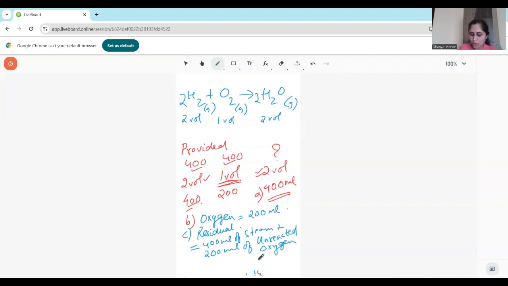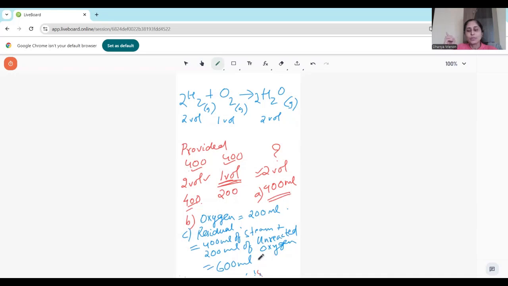So if they ask you the total amount, you have to say 600 ml. If they ask you separately, 400 and 200. And what is the 400? It is the steam, and 200 is the unreacted oxygen. If they ask you the total, just add it up. That's it. So this is how you solve questions using Gay-Lussac's law.